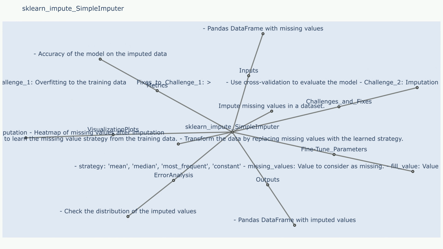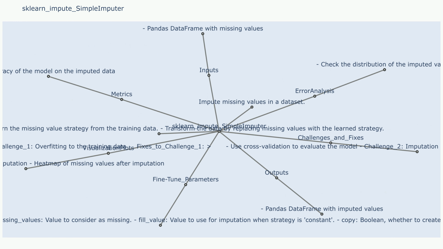Uncertainty methods. Variance or standard deviation: the variance or standard deviation of the imputed feature can be used as a measure of uncertainty. This reflects the variability in the imputation process.